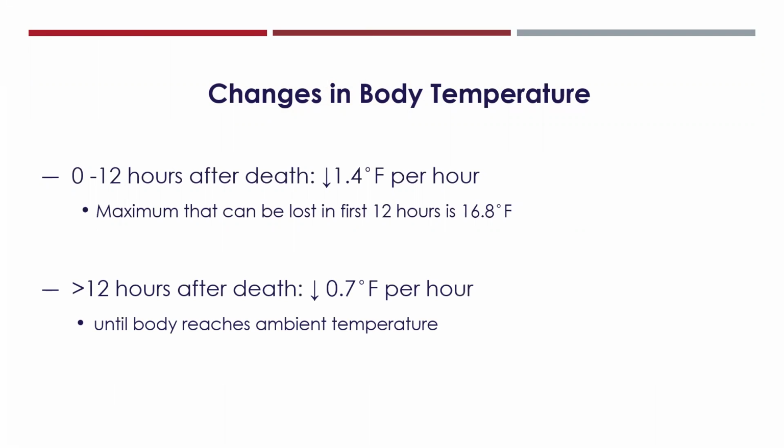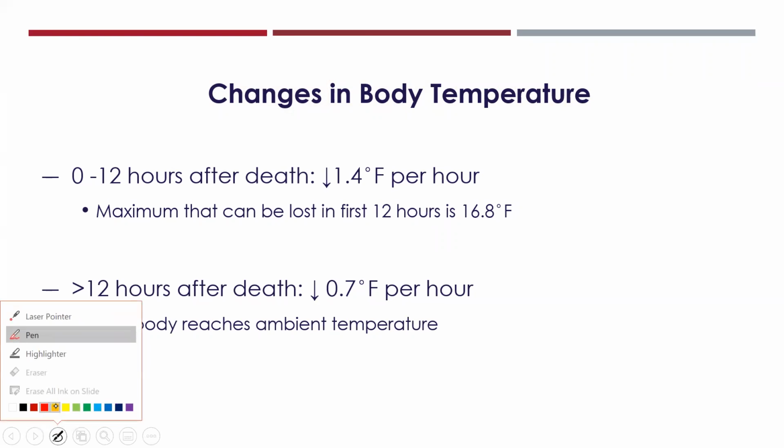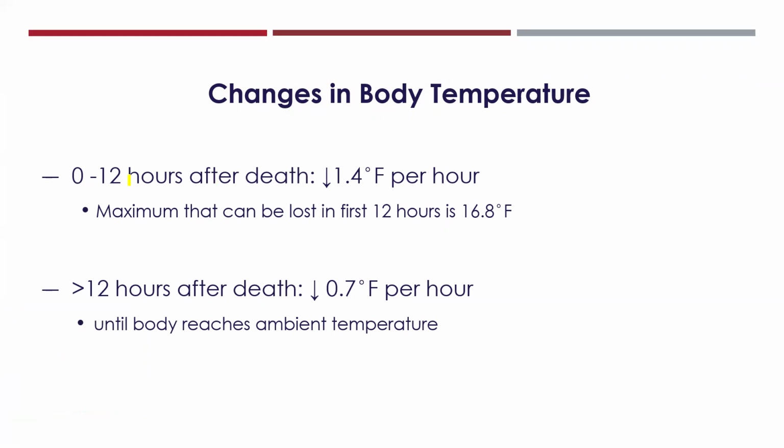So you need to know these two bullet points of information for the calculations. In the first 12 hours, you lose 1.4 degrees per hour, up to 16.8 degrees Fahrenheit. Then after 12 hours, it's a decrease of 0.7 degrees per hour until ambient temperature is reached. So that's what we're going to need to figure out our calculations. The calculations are pretty simple if you know that information.